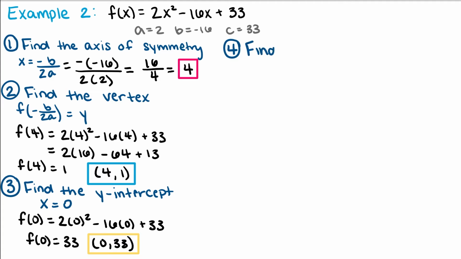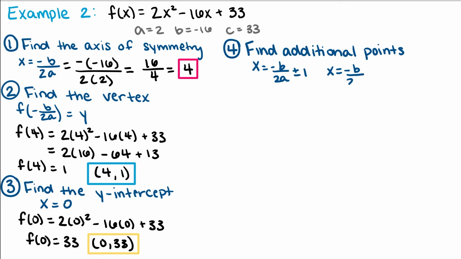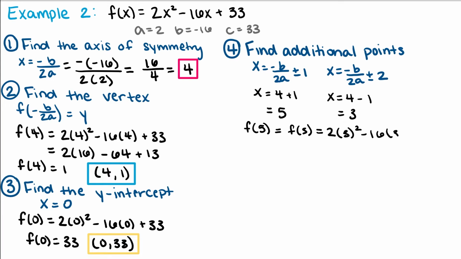Next, we'll find additional points by adding and subtracting 1 to the x-coordinate of our vertex, and adding and subtracting 2 to the x-coordinate of our vertex. Because the function is symmetric, the value at f of 5 will be equal to the value of f of 3, so we only need to solve this once. I like to use the smaller number because typically that's a little bit easier to plug into our function. So let's solve f of 3. F of 3 is equal to 3.